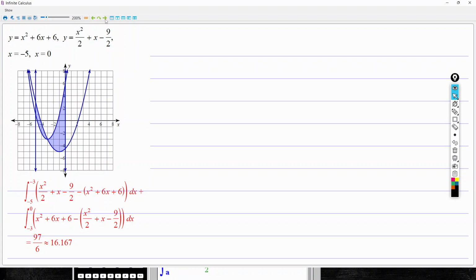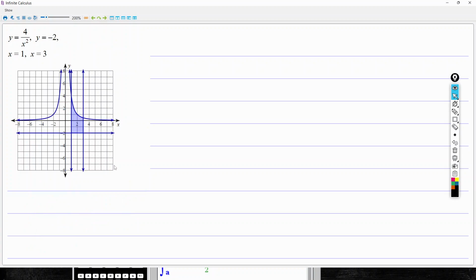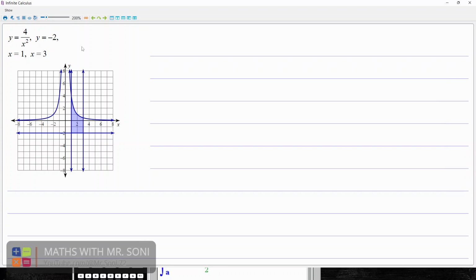Now let's get to the next question, in which we have to find the area trapped between the truncus graph and y is equal to minus 2. So this is super easy. So all we have to do, we can even do it by hand. So let's do it by hand.